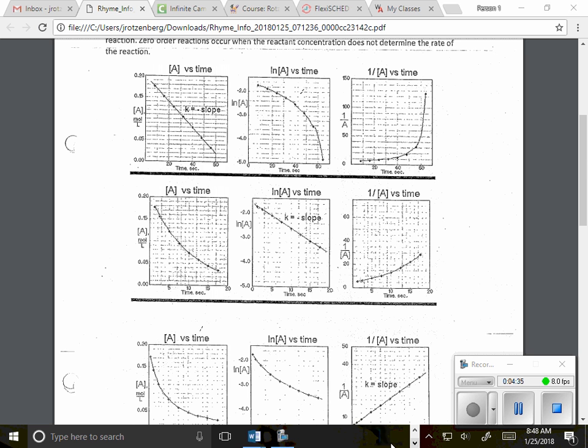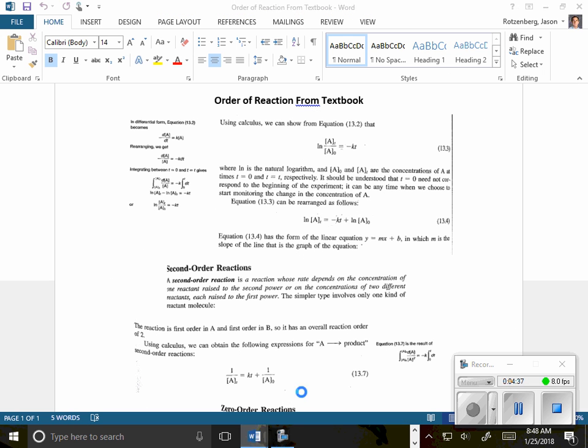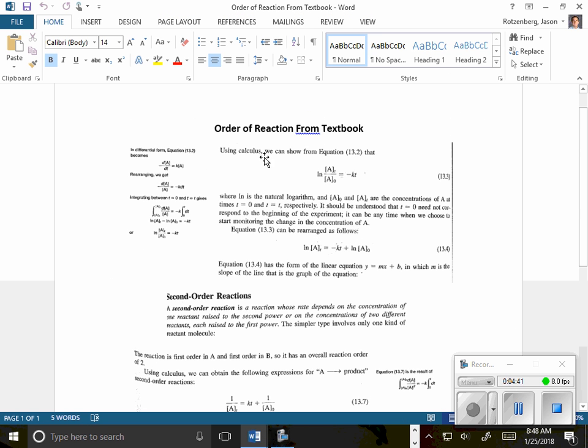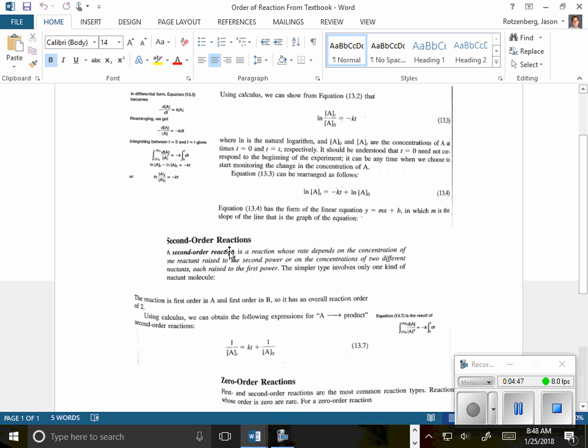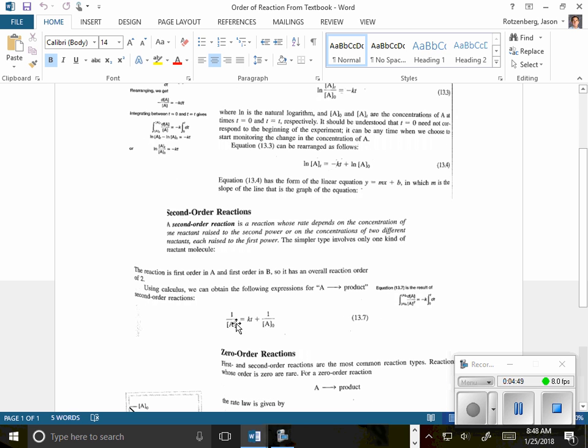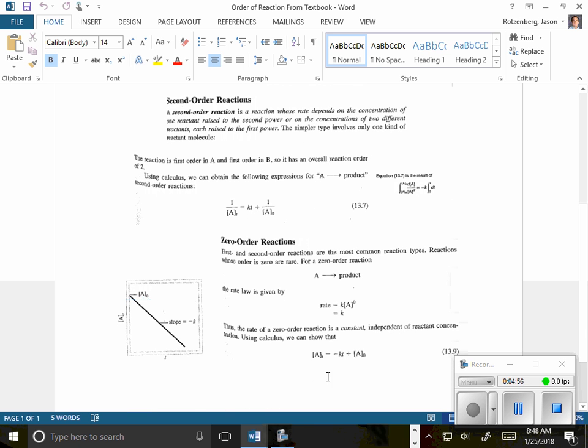Now our textbook again focuses in on equations. But right here is 1st order reactions. And in these equations is natural log. So it actually kind of works. In 2nd order reactions, it's 1 over concentration. Well, what do you know? 1 over concentration versus time is the linear graph. For 0 order, it's just the concentration.